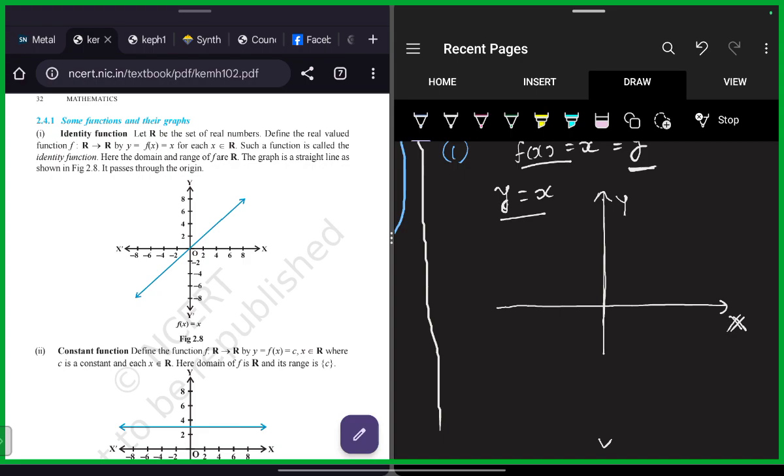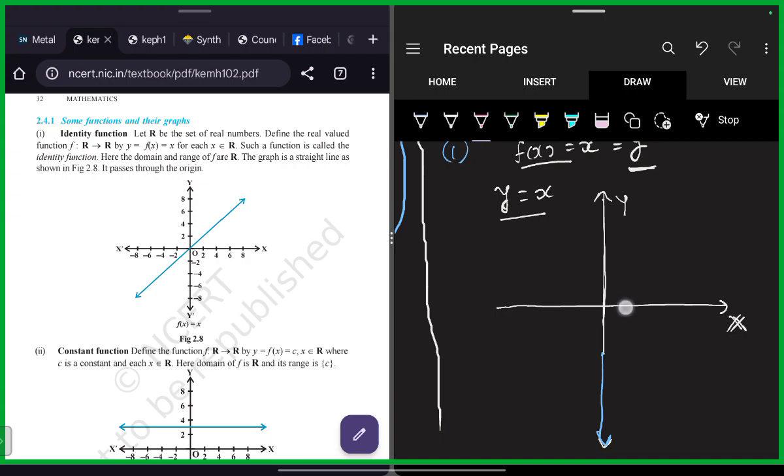So if you put the value of x as 1, y will become 1, right? If you put x is equal to 2, y will become 2. If you put x is equal to 3, y will become 3. If you put x is equal to 6, then y will become what? Yes or no?